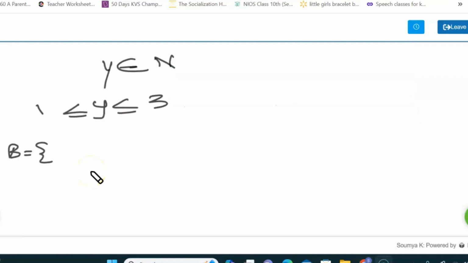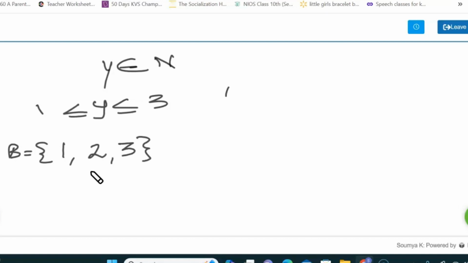First condition is y belongs to natural number, and the second condition is given here. That means 1 is less than or equal to, so 1 is also included, then comes 2, then comes 3. So these three elements are there in the set B. Now what will be the total number of subsets for this particular set?